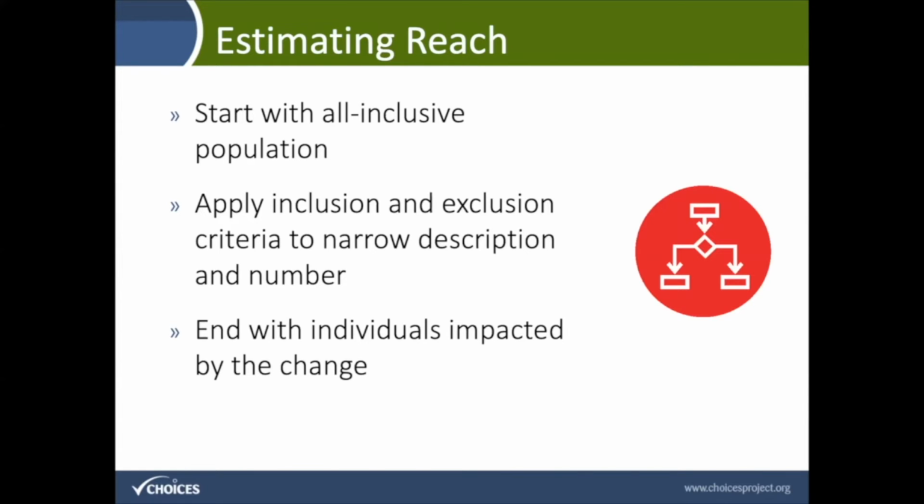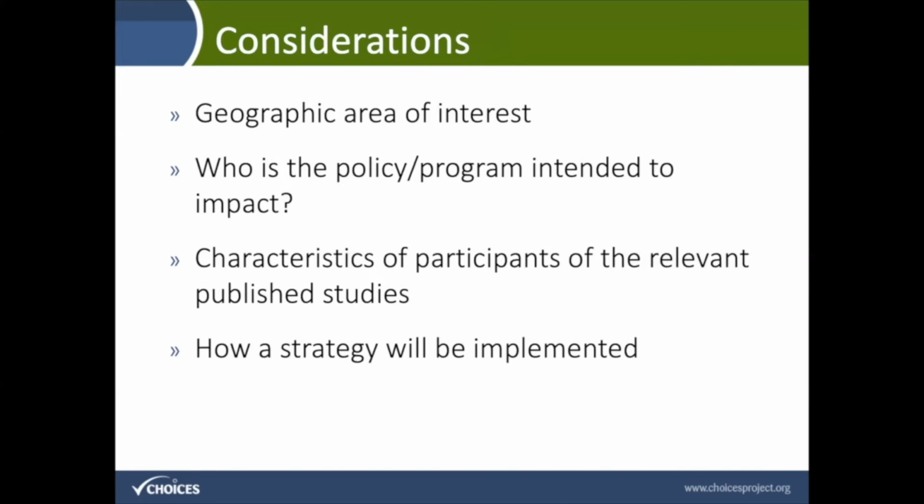To start estimating population REACH, we begin with an all-inclusive population, and then we apply inclusion and exclusion criteria to help narrow down the description and the number. And then we end with those individuals who would likely benefit from the specific intervention strategy. There are some important considerations, though, that we need for estimating REACH, such as the geographic area of interest, who the policy or program is intended to impact, the characteristics of the participants of the relevant published studies that we're using, such as their age range or the setting, and also how a strategy will be implemented.